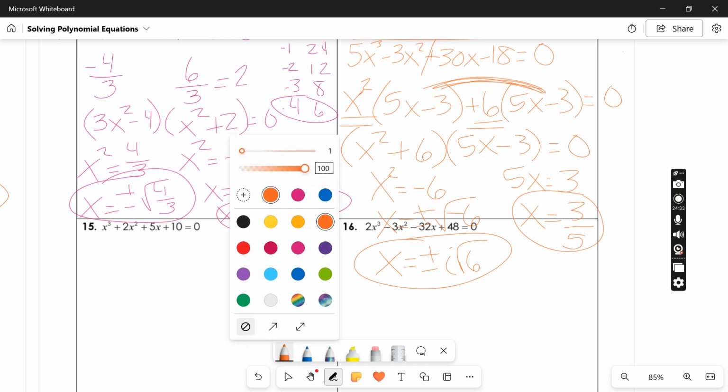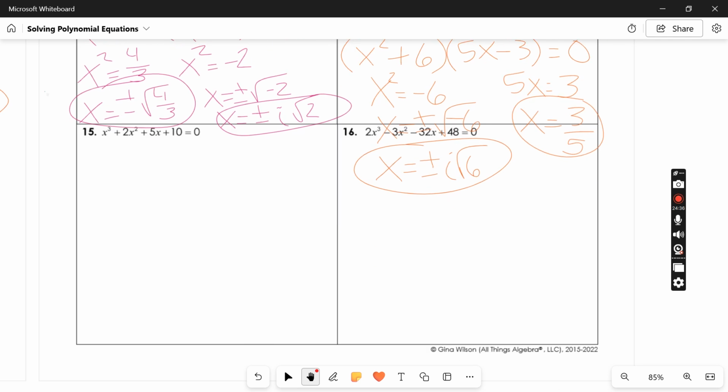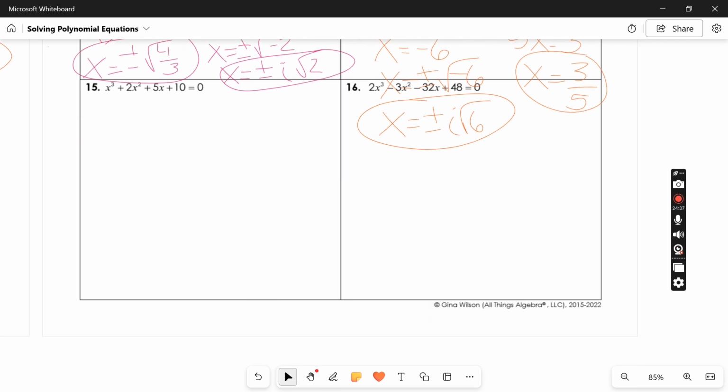Almost done. Only 2 left. Give me just a second, little man.